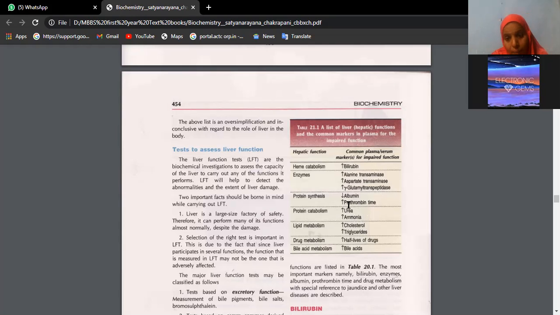So that metabolism is being deranged because the liver is playing an active role. So urea levels are increased, ammonia levels are increased, even lipid metabolism is not being handled properly because of liver failure. Cholesterol levels are increased, triglycerides.